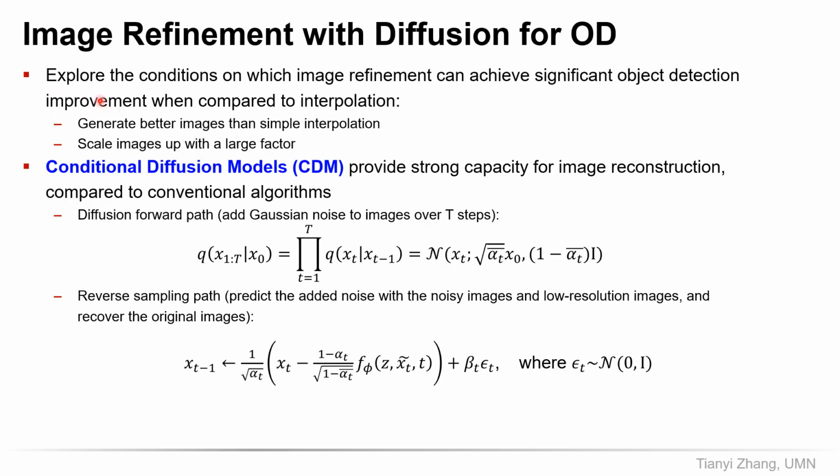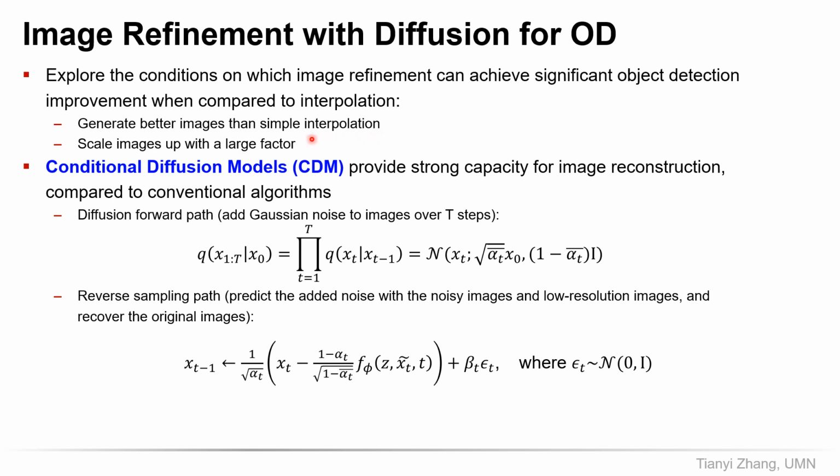We have run some experiments to explore image refinement for OD improvement, like under which conditions, compared to interpolation, image refinement can achieve significant OD improvements. We found there are 2 conditions. First, the image quality should be better. Second, we can scale the image up with a large factor. This is because for a small factor, with simple interpolation the image quality will also be very good.